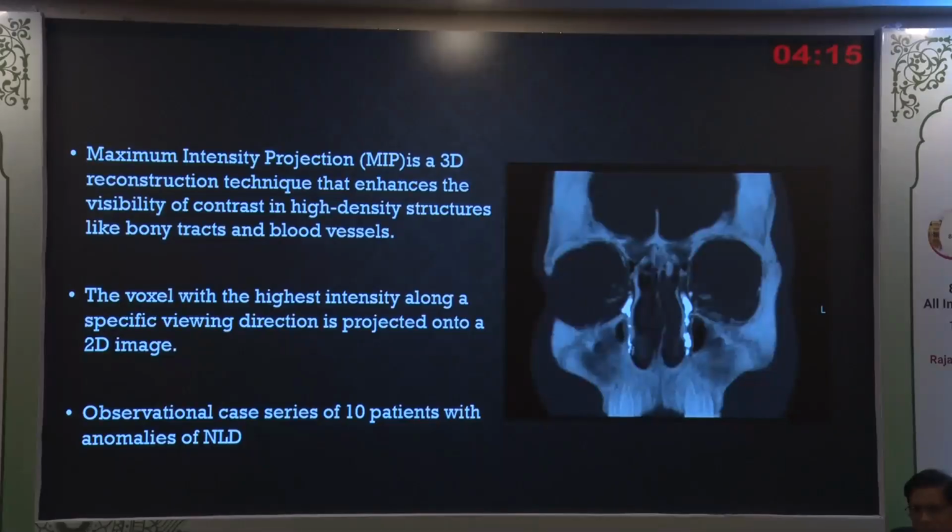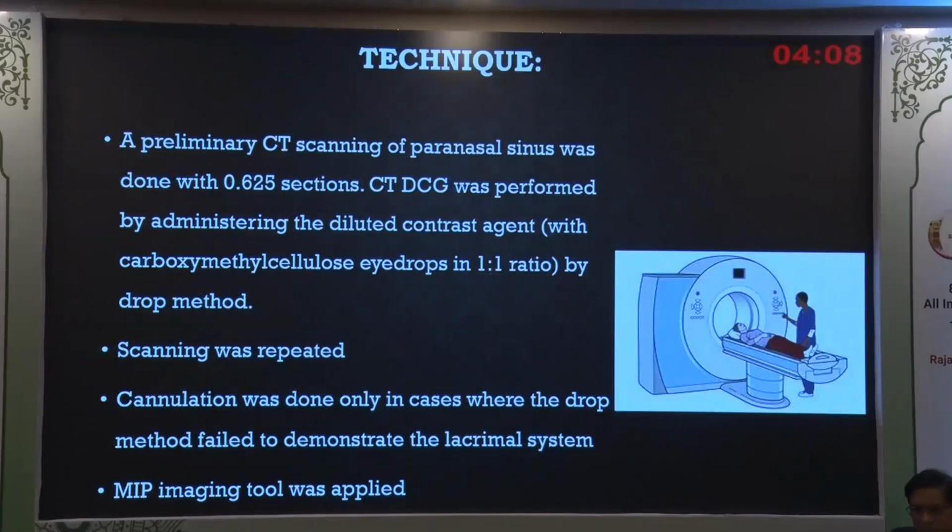In our study, we did an observational case series of 10 patients with different anomalies of the nasolacrimal duct and the sac area. The technique is that we do a CT scan with 0.625 mm sections, and CT DCG is then done by administering a diluted contrast agent, mixed with carboxymethylcellulose eye drops in a 1:1 ratio, by the drop method. The drop method is basically one drop every 30 seconds for 5 minutes, and then scanning is repeated. Cannulation and syringing was done only in cases where the drop method failed to demonstrate the lacrimal system.